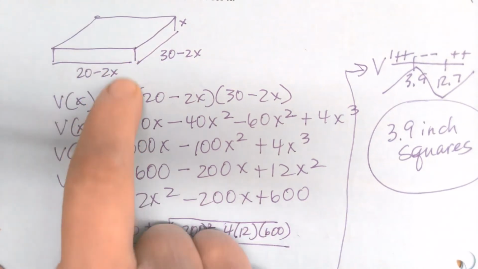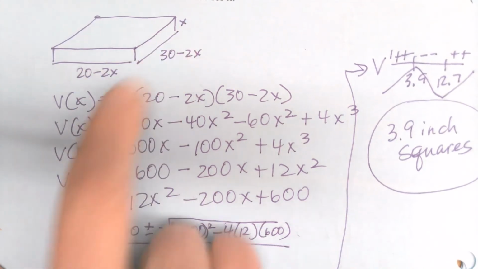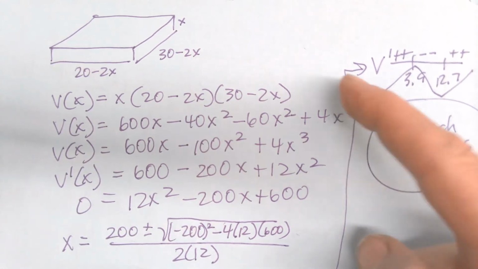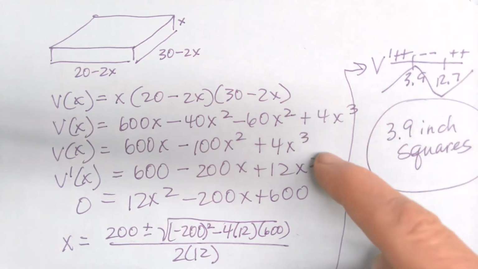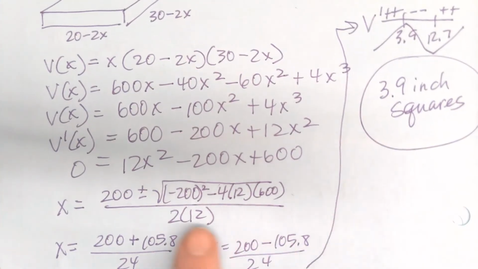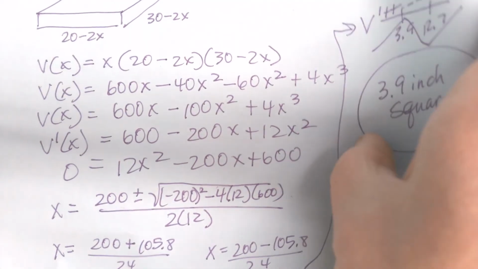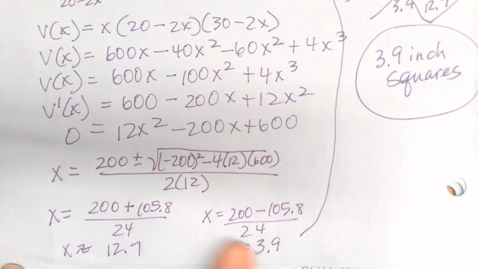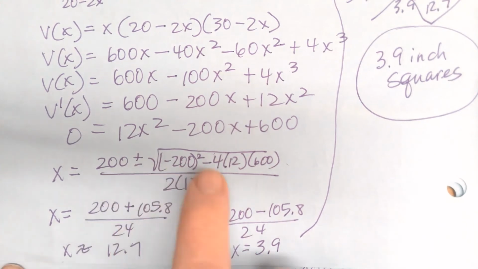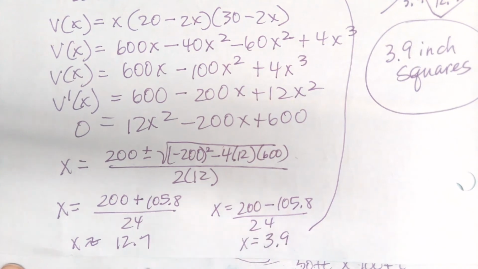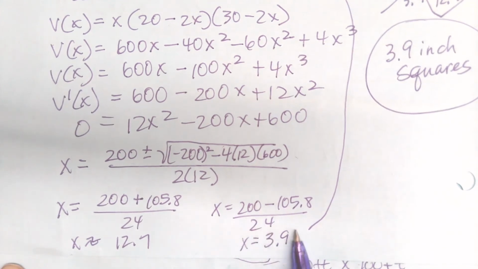Went through my box, did my dimensions, x, set up my volume, did my simplifying on the next level, worked my way down, and then took my derivative. Again, I went ahead and used the quadratic formula because I wasn't sure if it was even going to come out nicely, and the numbers were fairly big. So quadratic formula: negative b plus or minus the square root of b squared minus 4ac all over 2a. Plugged it in, I got 12.7 and 3.9 for my two values.